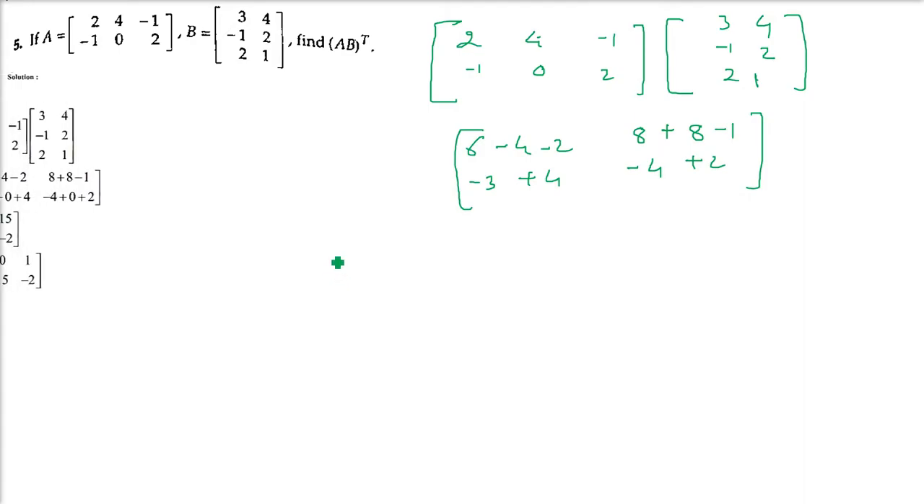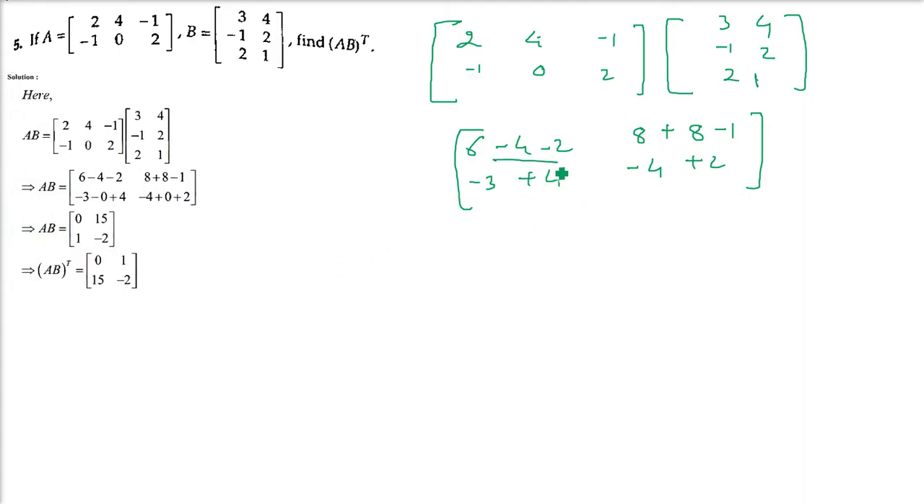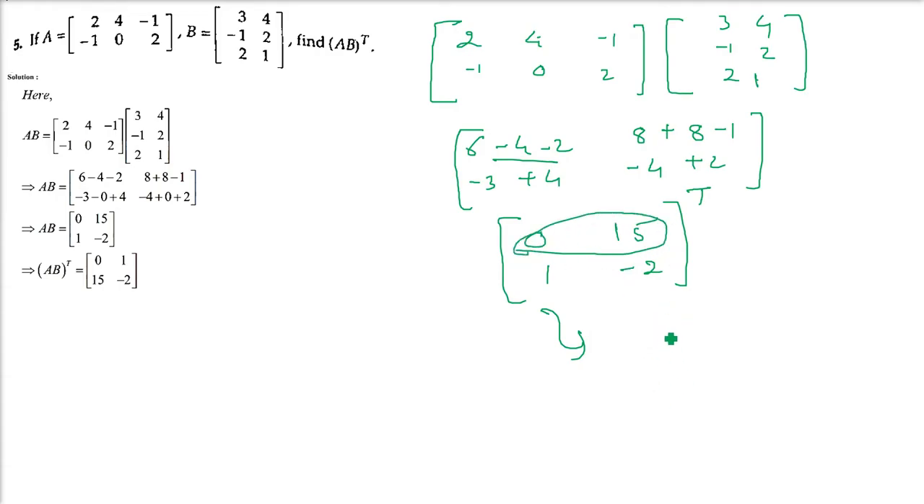So what do you get? Let me just write this value. This is 0, 8, 8, 16, 15. 4 minus 3 is 1, minus 4 into 2 is minus 2. Now this is A into B. This is just a multiplication we have done. Transpose is row to column. This 0, 15 will become a column. 1, negative 2 is a row, it will become a column. So this is A into B transpose.